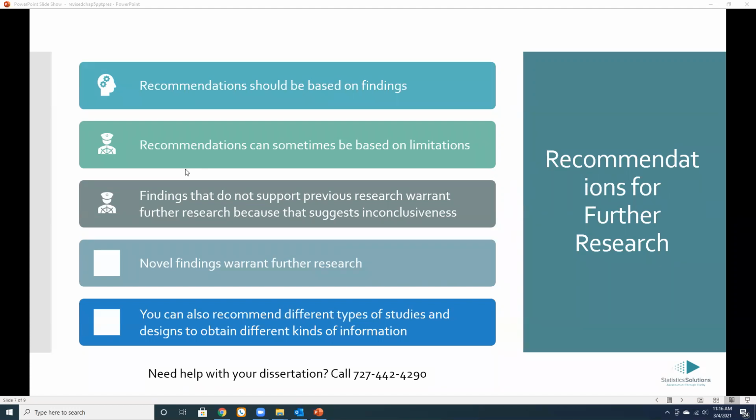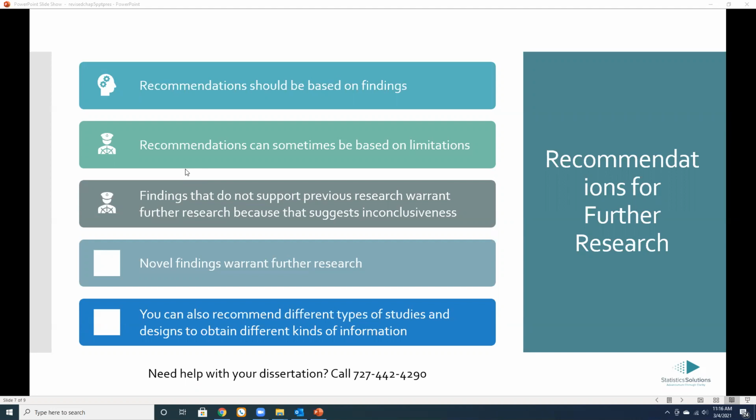You can also recommend different types of studies to get different kinds of information. So if you, for example, conducted a correlational, quantitative study and found that two factors were related or connected, you could recommend more qualitative research to understand the nature of that relationship better. You could interview people about these topics or factors. So different kinds of study, different designs, to get different information.